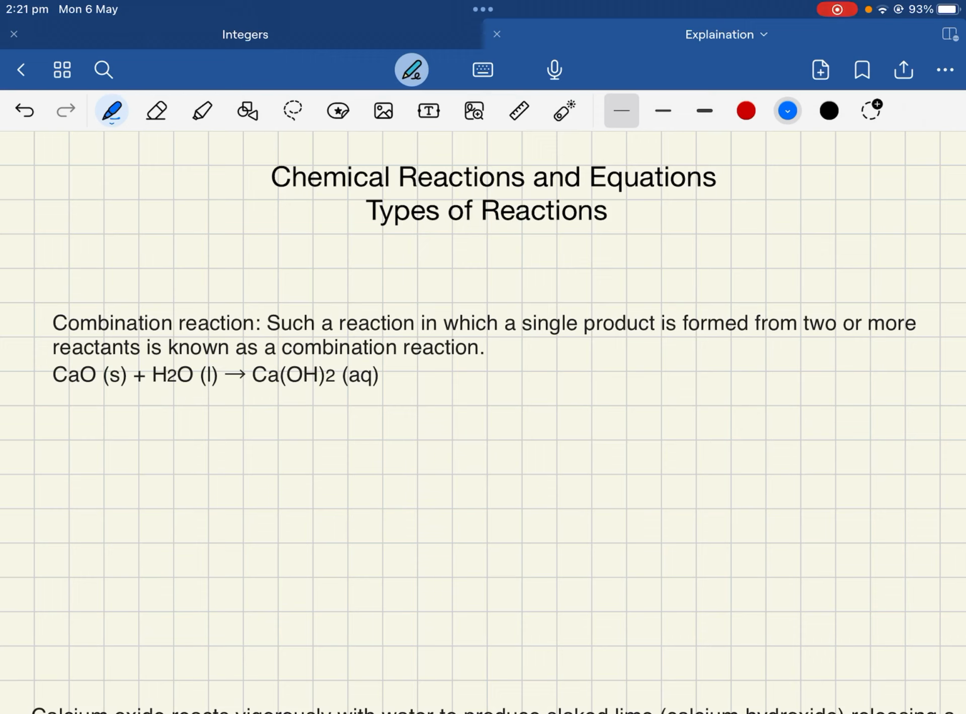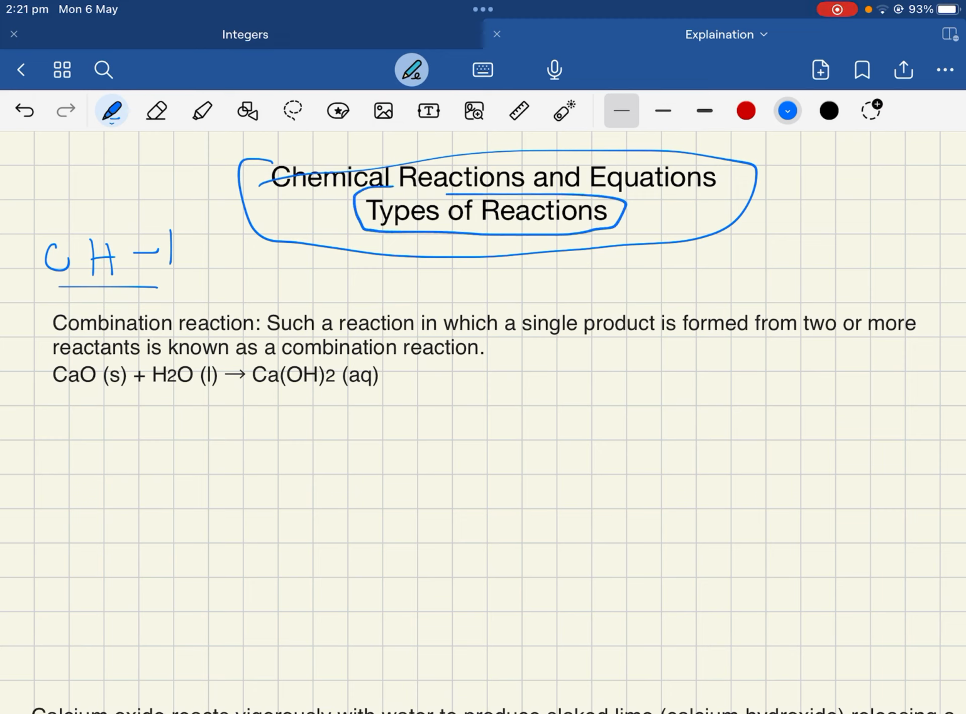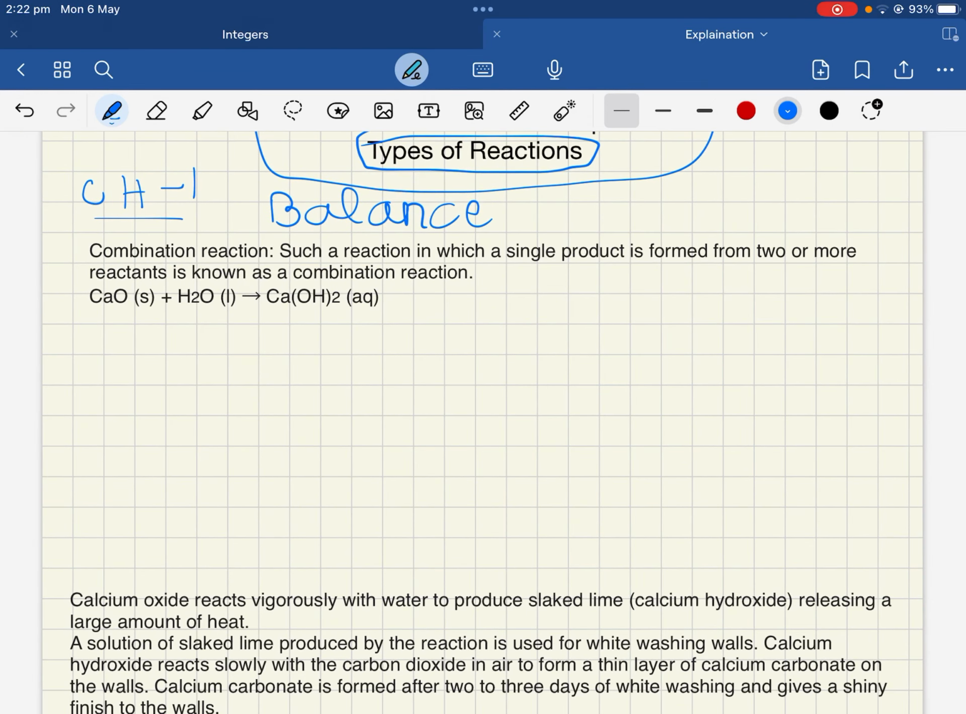Today we are going to be studying further from chapter 1 of grade 10 chemistry. This chapter is chemical reactions and equations. Today we are going to be studying about some types of reactions, not all but some. In the previous session we had learned how to balance a chemical equation. We will learn about the types of reactions.